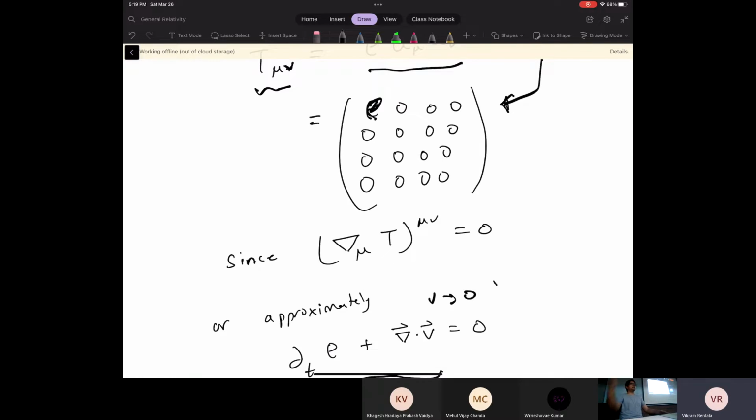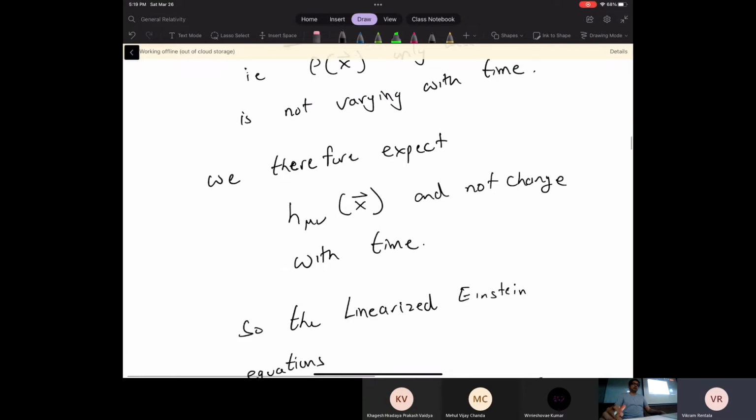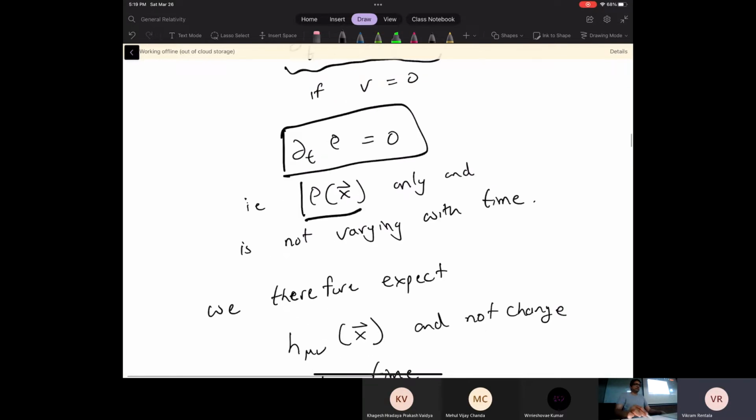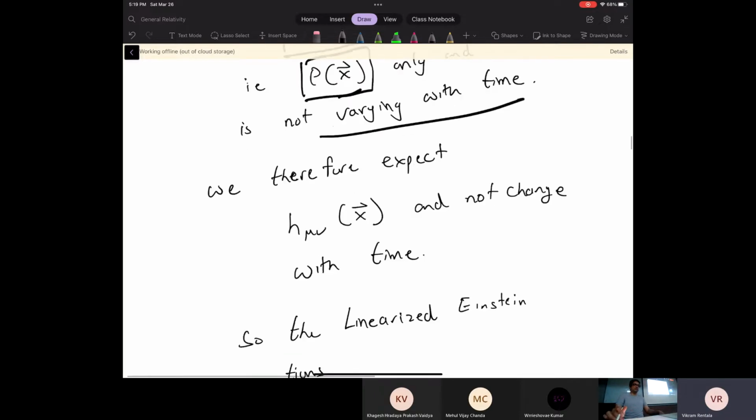That's the assumption we're making when we say that there's no flow, or that V is much less than c, or V is 0. We're strictly in this limit where V is 0. So there's no flow, and by the continuity equation the density at every point stays constant. So ρ is only a function of x, space. It's not a function of time. It's only changing with space and not varying with time. And therefore, we expect that our perturbation is also only a function of x, not a function of time.